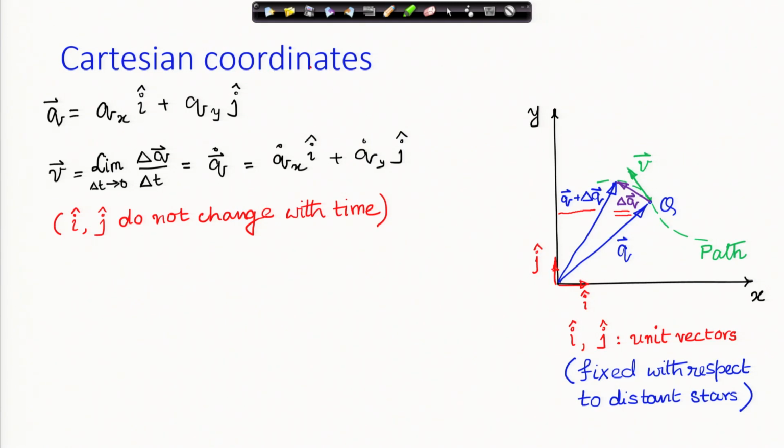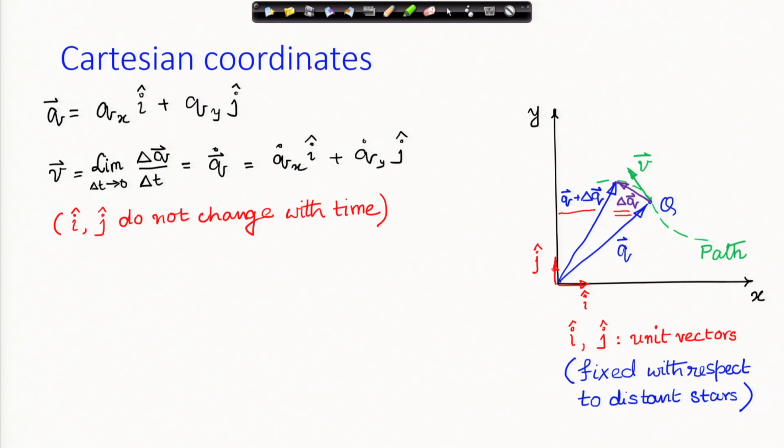Now, again I want to point out that i cap and j cap, which are the unit vectors, because I have fixed them with respect to the distant stars, they do not change. The reason I fixed them with respect to distant stars is that they will not change direction. They do not change magnitude, of course, they are all unit vectors, but they will not even change direction. Under only such circumstances we can say that the derivative of the frame is 0. So, this is an assumption that when I fix a frame with distant stars, their derivatives are 0. This assumption I am making, they are negligible.